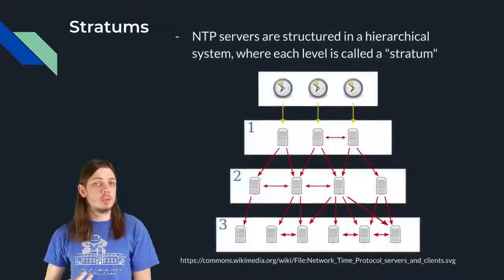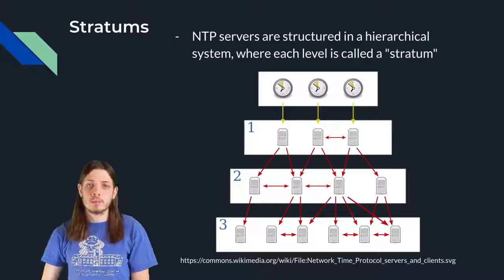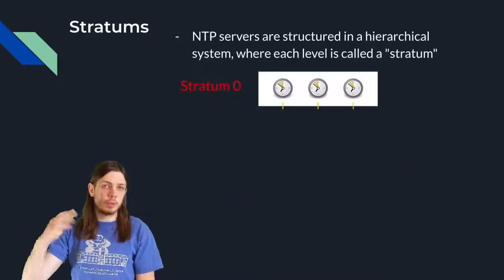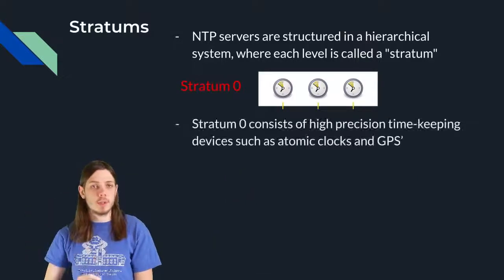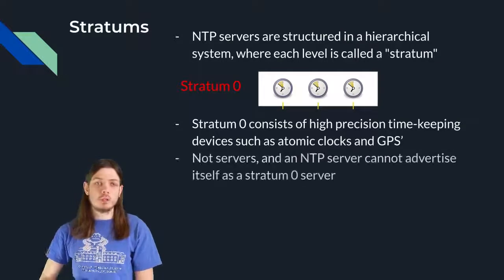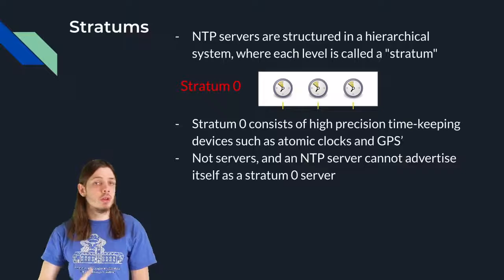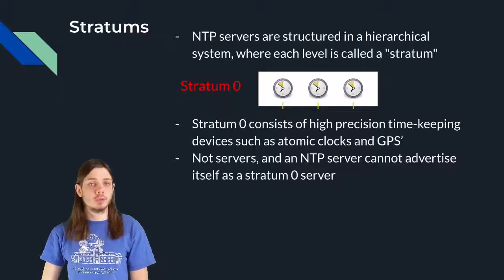Before we get too far into that, we need to discuss stratums. NTP servers are structured into a hierarchical system, where each level is called stratum. Starting at the top, we have stratum 0. These are high-precision timekeeping devices, such as atomic clocks and GPSs. Note these are not servers. An NTP server cannot advertise itself as a stratum 0 server.